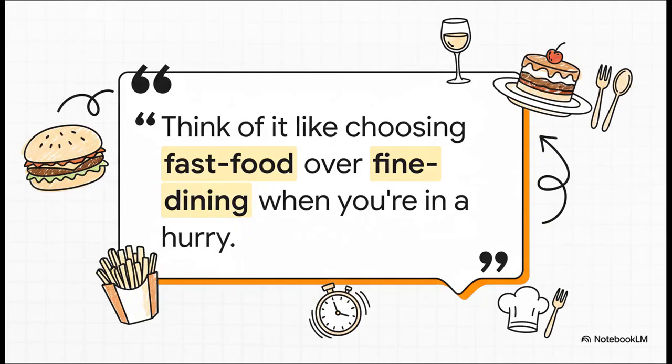I absolutely love this analogy from our source material. It just nails the trade-off, right? You don't always need a 5-course gourmet meal from a premium model. Sometimes you just need a pretty good answer, and you need it now. That's where the speed models are perfect.